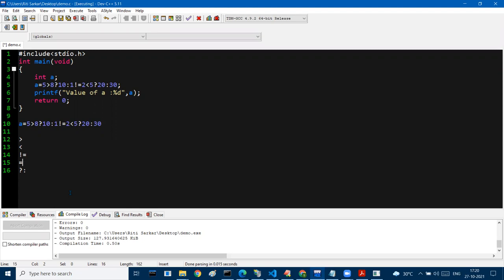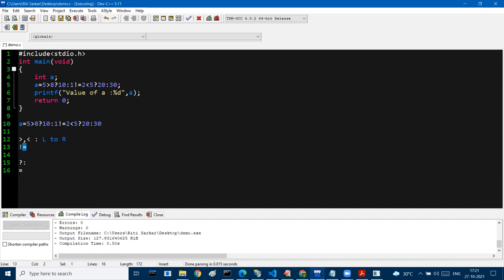First of all, as far as precedence and associativity are concerned, the assignment operator has the least precedence. The assignment operator is at the very bottom. The last level is comma, and before that the assignment operator is there. Now here greater than is there, less than is there. Greater than and less than have the same level of precedence. Then we have to go for associativity, which is from L to R, left to right.